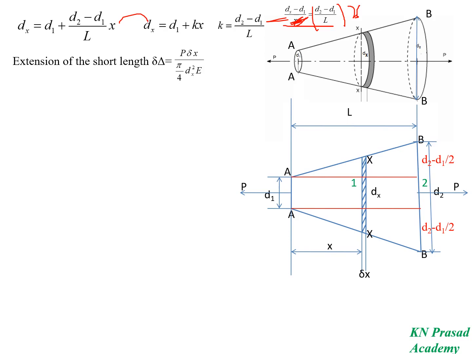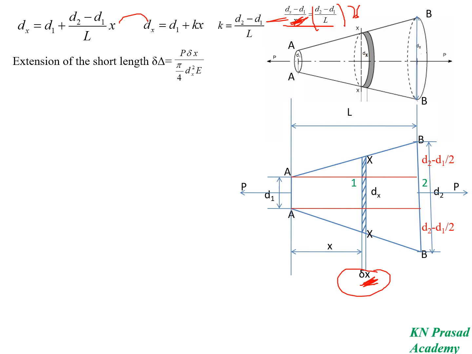So now we have to find the deformation of this small section, that is this dou x section. We have to find out this deformation or maybe extension. Here we are applying axial forces P. For these forces, we have to find out the deformation of this smaller section, that is the dou x, the extension of the shorter length.